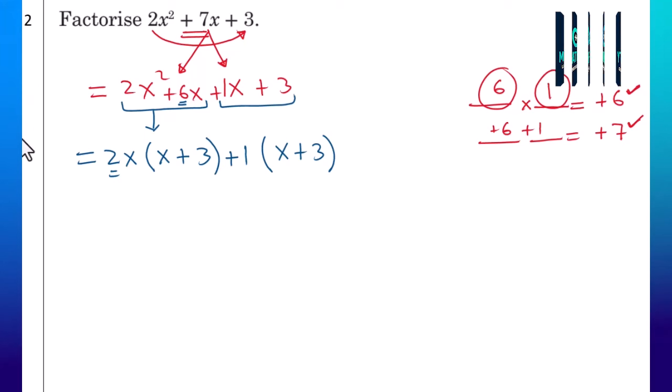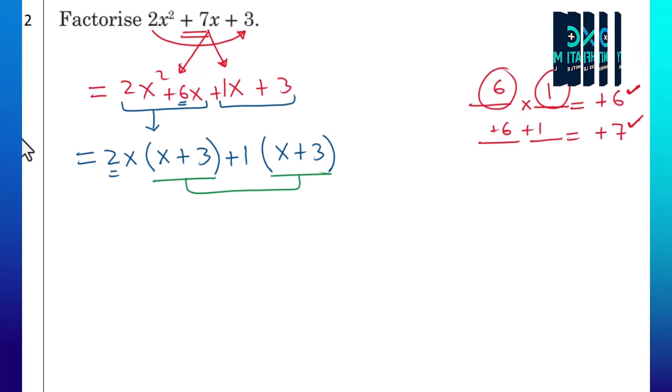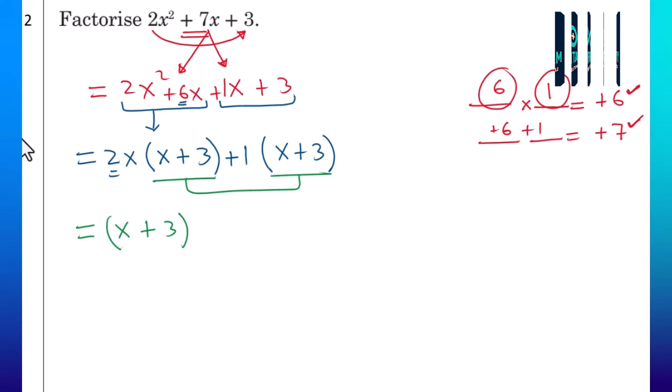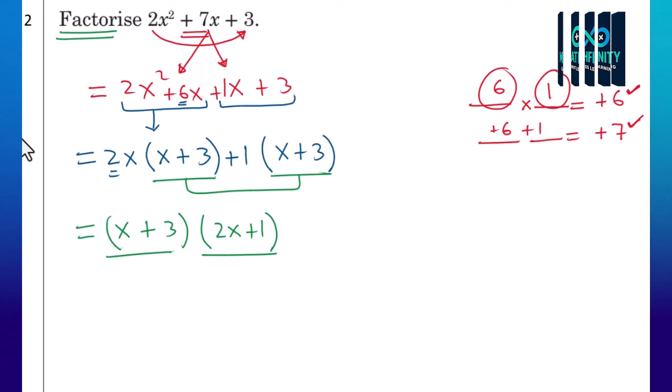After this, you must check whether your brackets are the same or not. If your brackets are the same, it means till here you did everything correct. Now the same bracket we will write one time, x plus 3, and the outside numbers, 2x plus 1, you have to write in another bracket. This is how we factorized three terms, or you can say we factorized the quadratic equation, and we got these two factors. Hopefully, guys, you understand this. Do the practice. And if you have any doubt or any confusion, you can discuss with me.